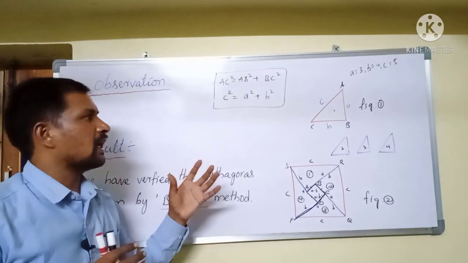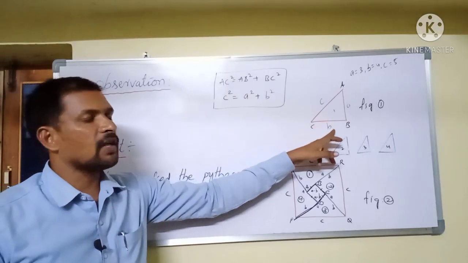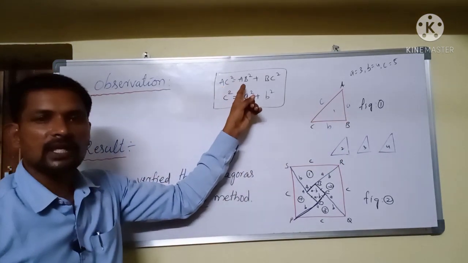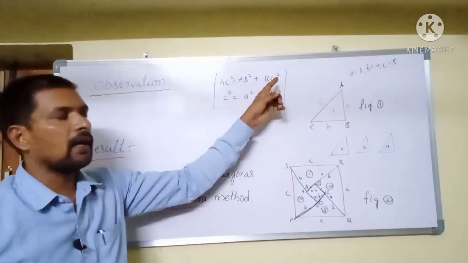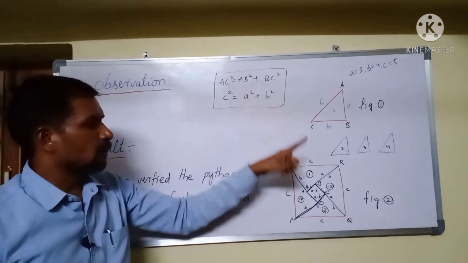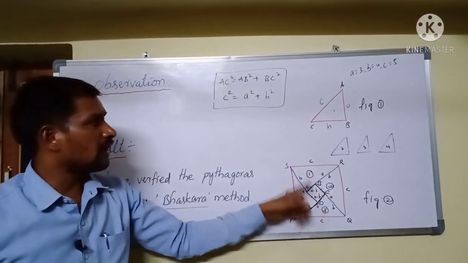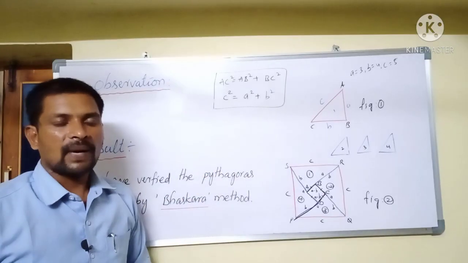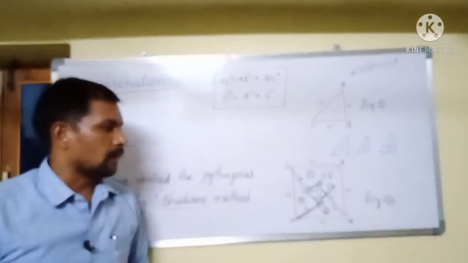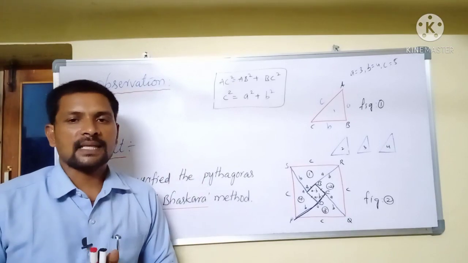Generally, the Pythagoras theorem states that the hypotenuse square is equal to the sum of the squares of the base and height. That is nothing but simply AC square is equal to AB square plus BC square, or in other terms C square is equal to A square plus B square. So by using figure 2, we have proved that C square is equal to A square plus B square. So this is the proof of the Pythagoras theorem by using Bhaskara's method.